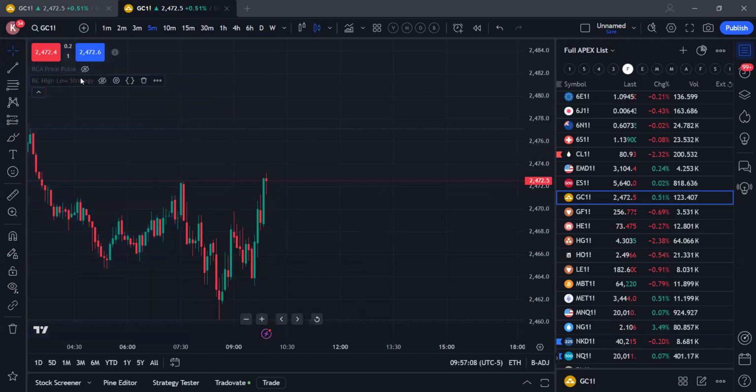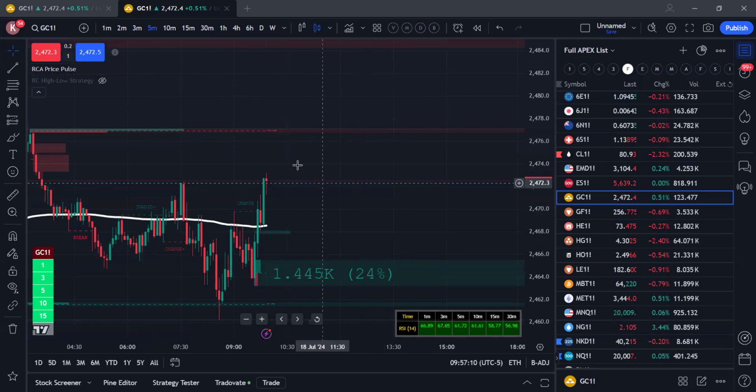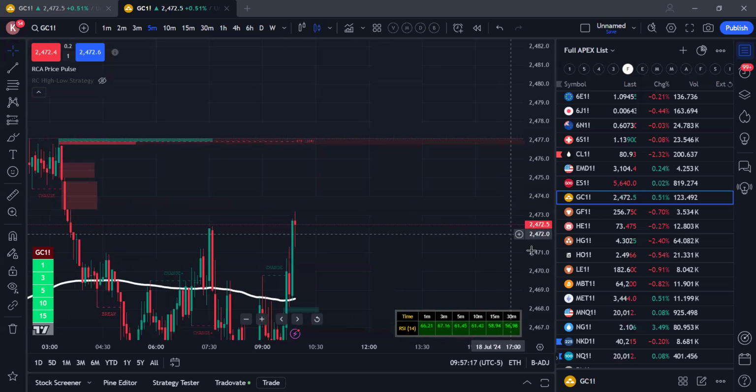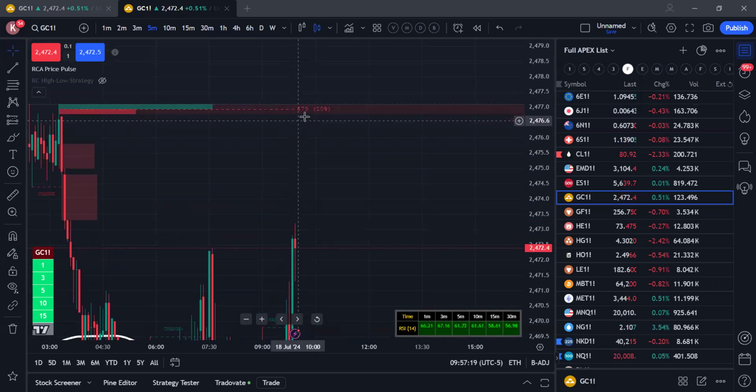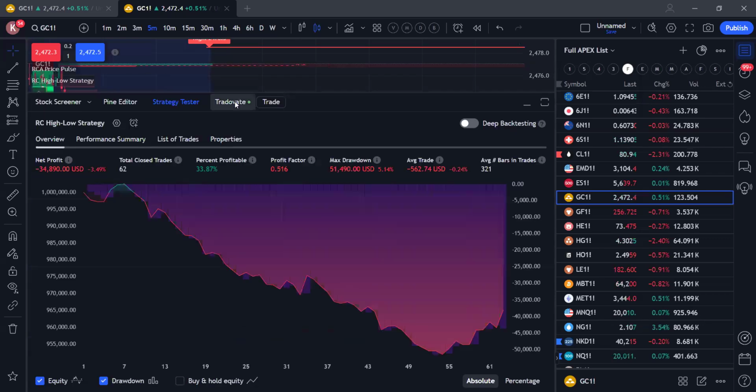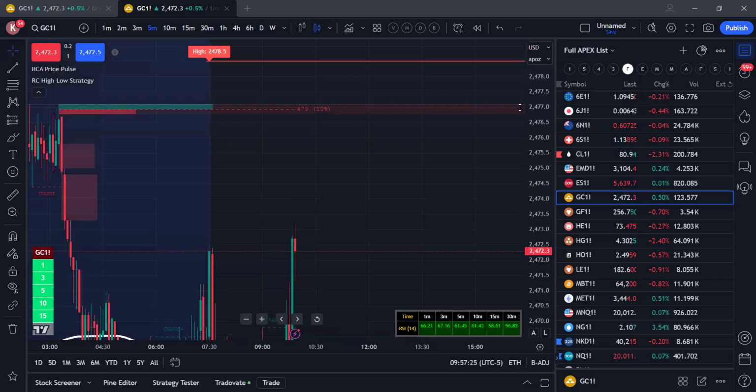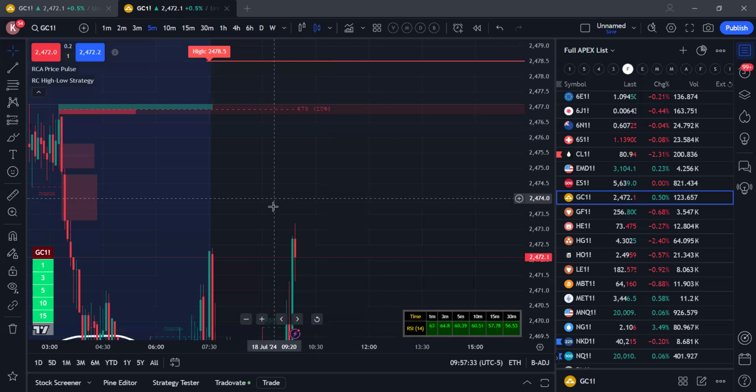Let us disable this and look at price pulse. Based on price pulse, you don't have any major sell order block here. So where can it go? There is a sell order block somewhere here, right? Which is similar to your high low strategy. Based on that, it can go to 2478. Based on the price pulse, it can go till 2477, right? Because there is no major sell order block.